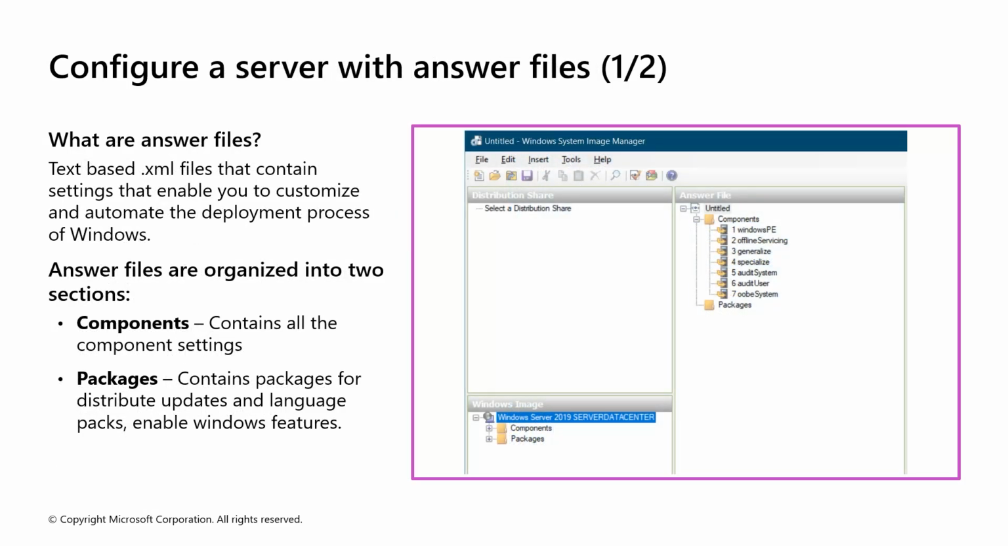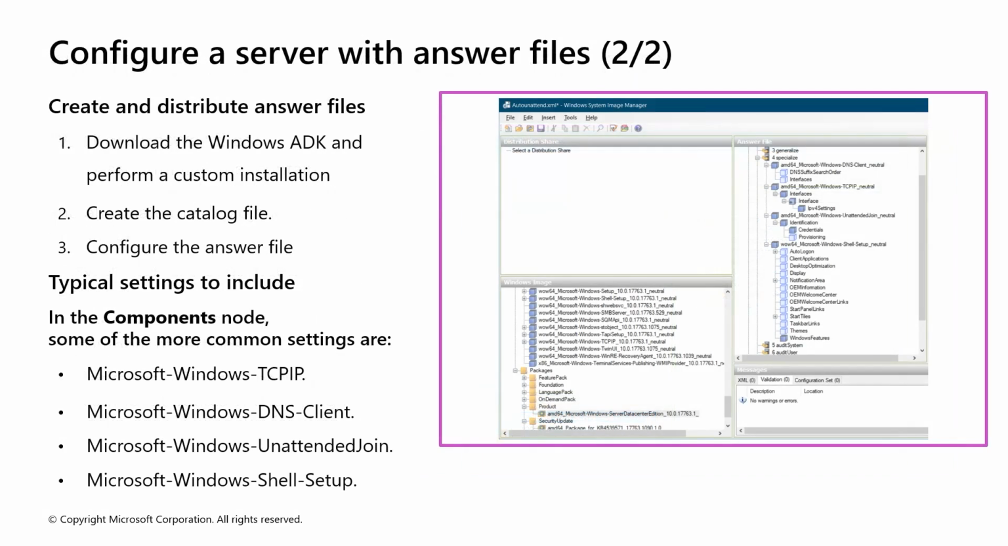Answer files are XML files that automate and customize the deployment of Windows Server. They are organized into components and packages. To use answer files, you'll first download the Windows Assessment and Deployment Kit, ADK, and perform a custom installation. The next step is to create a catalog file, which is essentially a blueprint of your Windows image. You'll then configure the answer file itself.